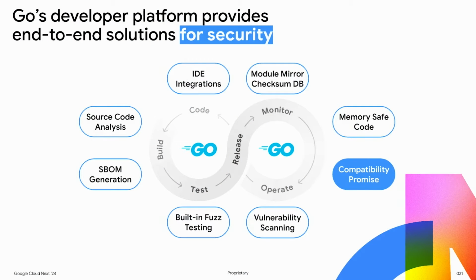And Go's compatibility promise, where we ensure no breaking changes starting all the way from Go 1.0, means that upgrades are easy, which means staying up to date with security fixes and enhancements is easy too. So we built on this a little bit more last year in Go 1.21 with forward and backward compatibility features. We really think of compatibility as more than just a convenience. It's a critical security feature.